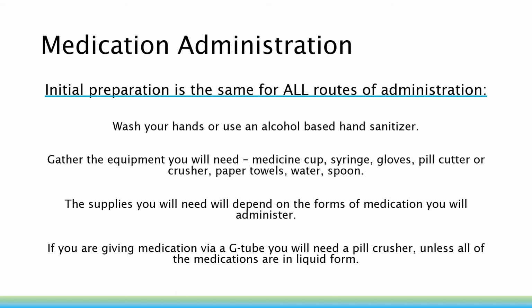Medicine administration. Initial preparation is the same for all routes of medicine. Wash your hands or use alcohol-based hand sanitizer. Gather the equipment you will need: a medicine cup, a syringe, gloves, pill cutter or crusher, paper towels, water, and spoon. The supplies you will need will depend on the forms of medication that you are administering. If you are giving medication via G-tube, you will need a pill crusher, unless all the medicines are in liquid form.